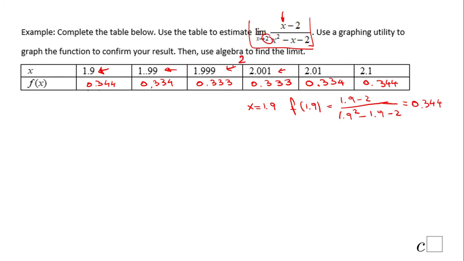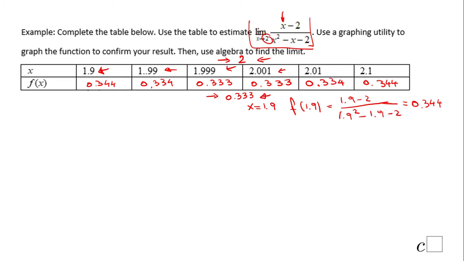What I mean by the other side: the numbers you see on the left of 2 are smaller than 2, right? 1.9, 1.99, and 1.999, and on the other side of the table the numbers are greater than 2. So we go closer to 2 from the left side and the right side. Let's see what happens when you go closer and closer to 2 from both sides. You notice we go closer and closer to the same number, 0.333.